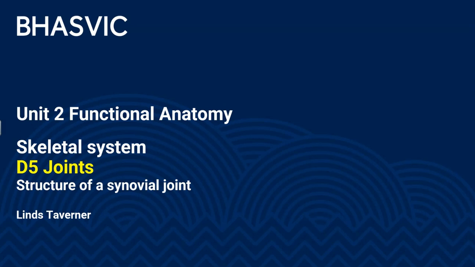So a previous video recognised the three classifications of joints: fibrous, cartilaginous and synovial. This video is just going to look at the structures, the components that make up a typical synovial joint. The next video is going to look at the 6 types of synovial joint, but let's just look at the bits that make up a synovial joint.